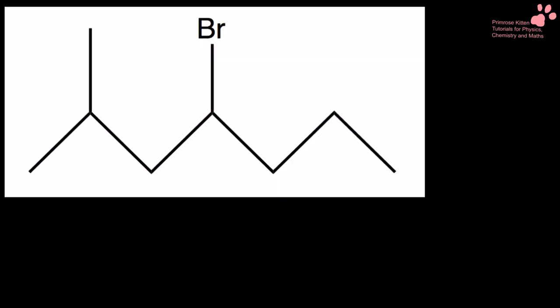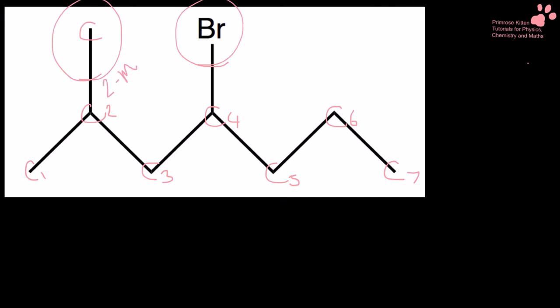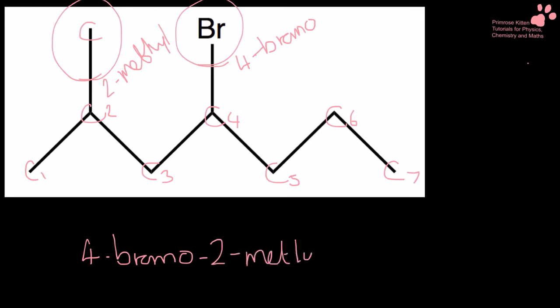Name this. Now, here we have carbons, and a bromo group on here, so no carbon on there. If I just number these, 1, 2, 3, 4, 5, 6, 7, this is a 2-methyl group, this is a 4-bromo group. So what we have is 4-bromo-2-methylheptane.